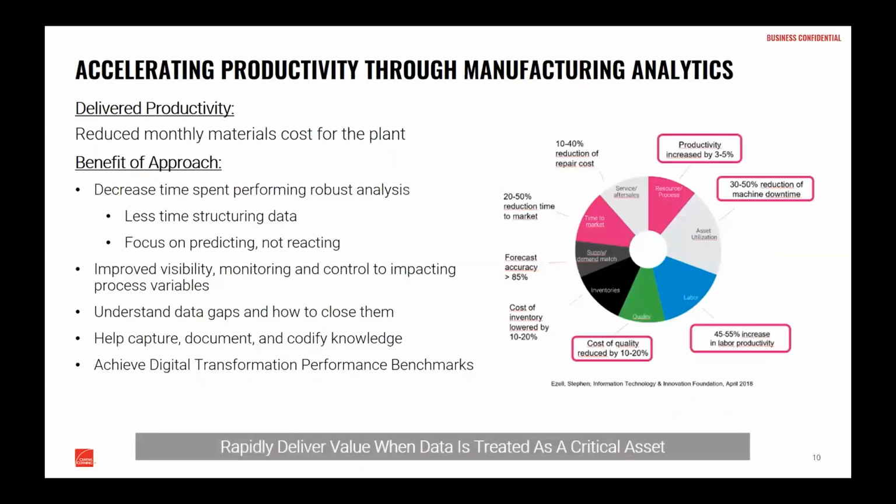So, outcomes. What were the main benefits of utilizing a digital twin within the manufacturing space? With this particular case study, we were trying to achieve productivity, and we were able to achieve a significant materials cost savings. Some additional benefits were that engineers were spending less time structuring data for lag times on their own.